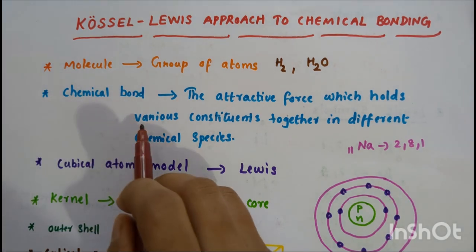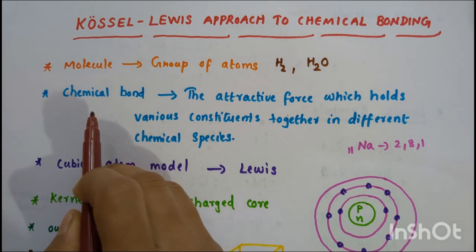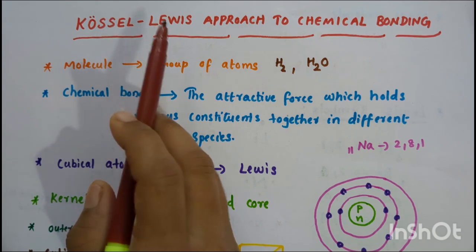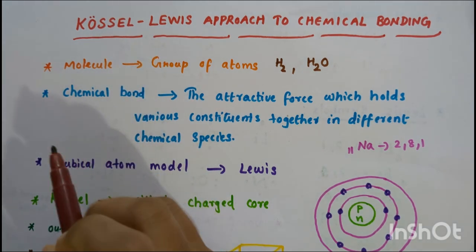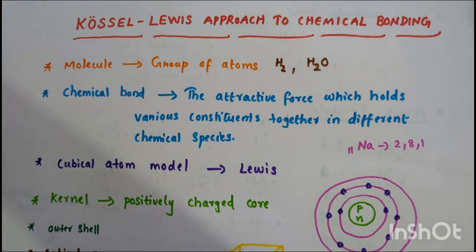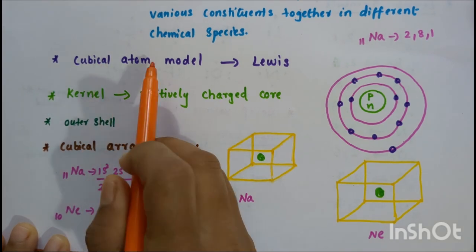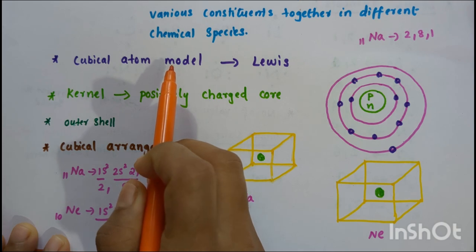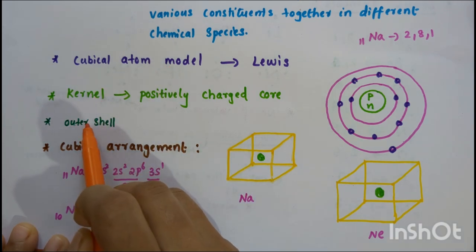In order to explain the formation of a chemical bond in terms of electrons, a number of attempts were made. Kossel and Lewis succeeded independently in giving a satisfactory explanation. Lewis proposed a cubical atom model in 1916 which described the atom's structure using a kernel and outer shell.